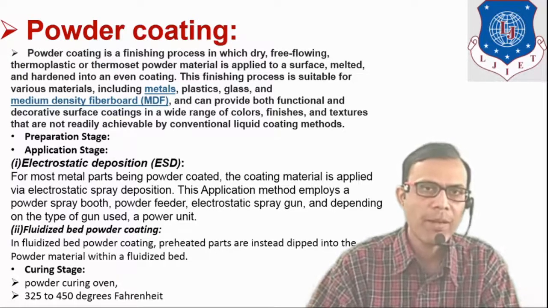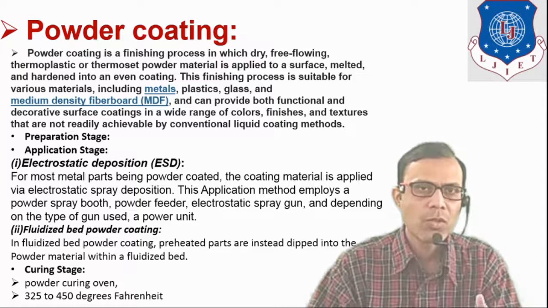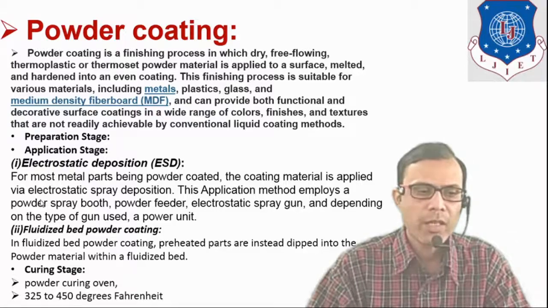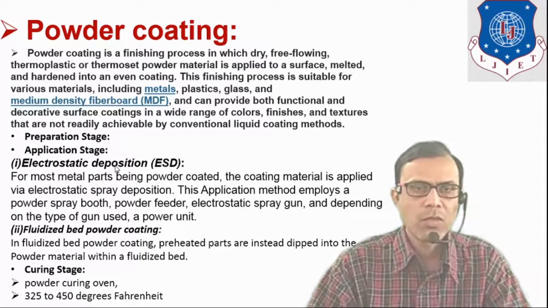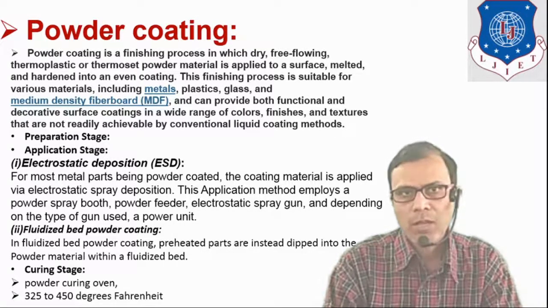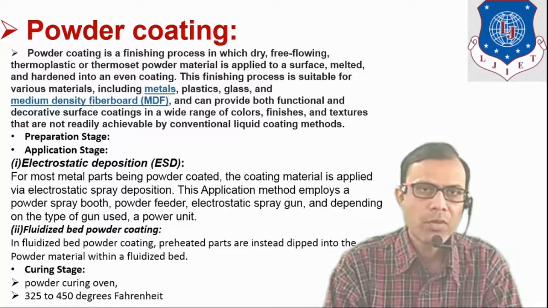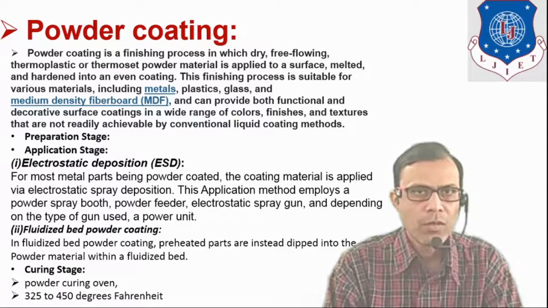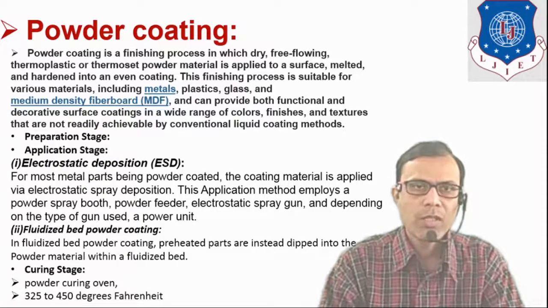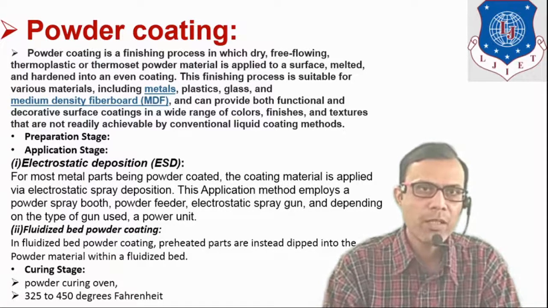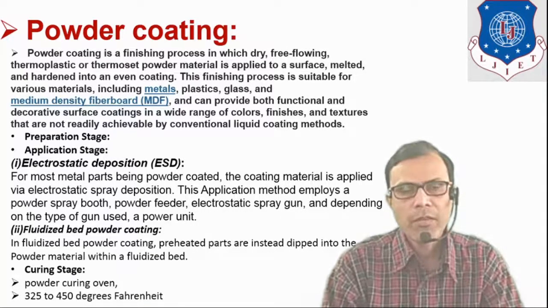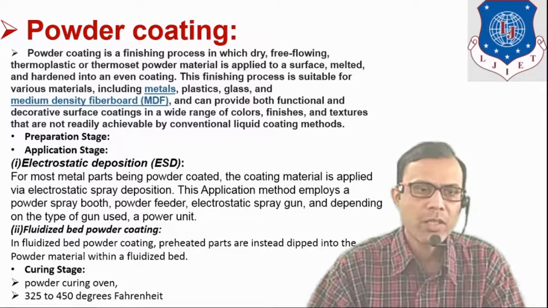Second stage is application stage, and there are two methods to apply the powder coating on the surface of the workpiece. First method is known as electrostatic deposition. So for this process, spray gun is used and powder is applied on the surface of the workpiece by using this spray gun. So when we apply the powder, it will be evenly distributed on the surface. After that, heat will be provided, it will be melted, and it will be cooled down, and it will provide the even coating on the surface.